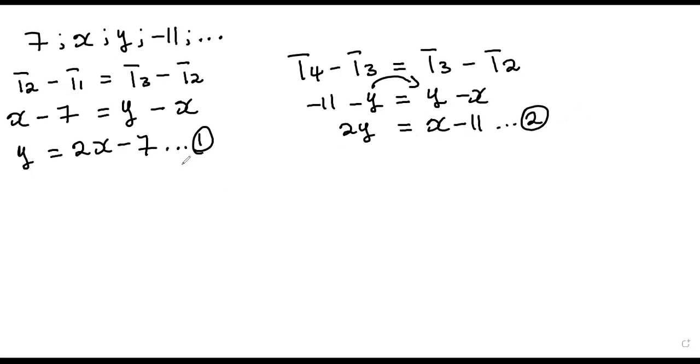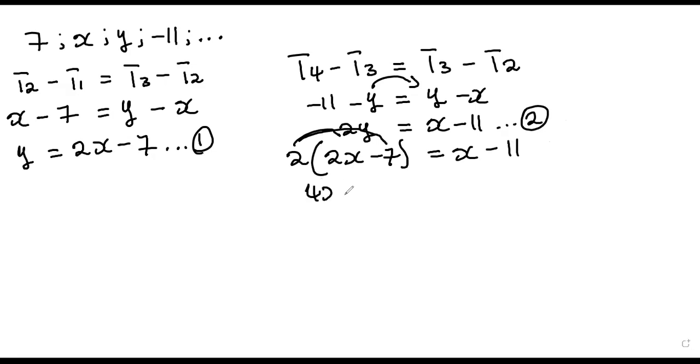Now from this point, we substitute the first equation into the second. So this means every time I see y, I actually see 2x minus 7. And this is set equal to x minus 11, like that. Then from here, I distribute the 2. So 2 times 2x, we get 4x. And 2 times negative 7 is a negative 14. And this is equal to x minus 11.